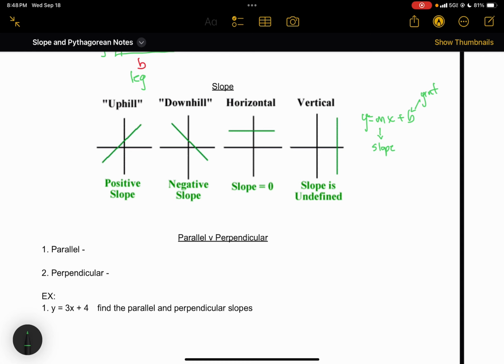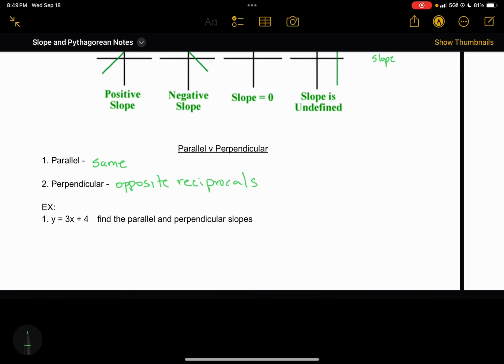Okay, parallel versus perpendicular. So remember that for parallel slopes, those are going to be the same. Perpendicular slopes are going to be opposite reciprocals. All right. So an example of this is going to be y equals 3x plus 4, and we want to find the parallel and the perpendicular slope.